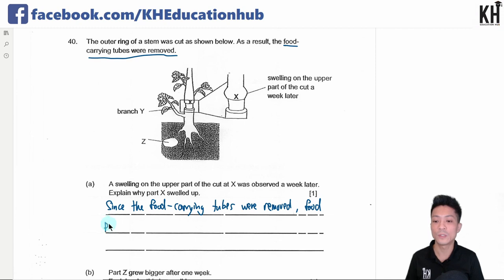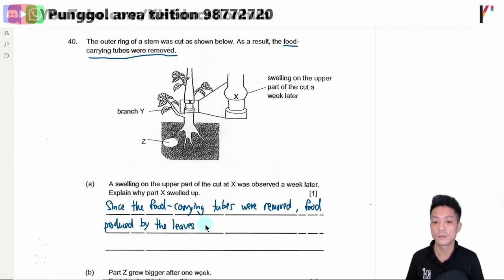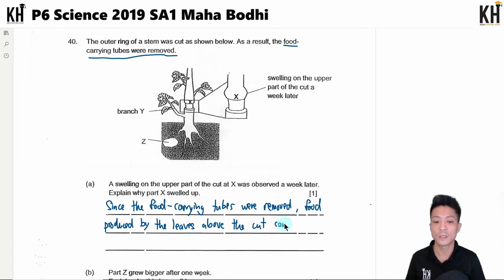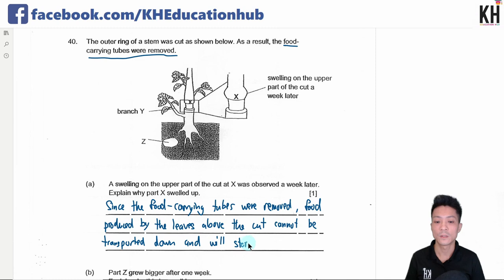Okay, food produced by the leaves above the cut cannot be transported down. Okay, and will be stored at X.